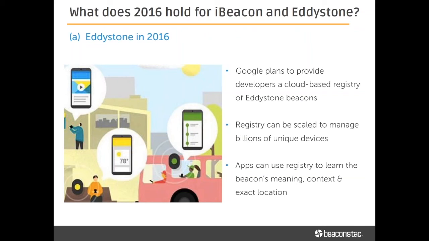This registry has the potential, with the scale of a company like Google, to be scaled to manage billions of unique devices. And as I mentioned, apps can use the registry to learn things like the beacon's meaning, its context, or even its exact location within a building.